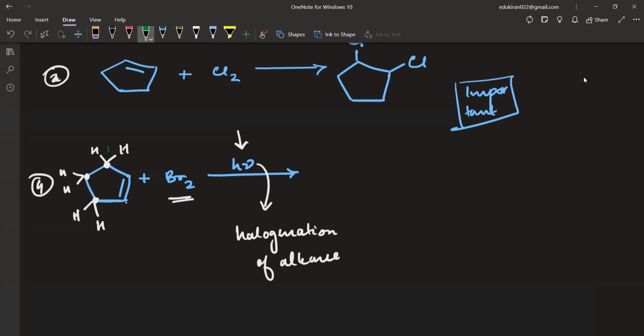So I will label this as first carbon, this is second carbon, and this is third carbon. But you may see that the first carbon and the third carbon are the same. Yes or no? Look at the linking. Because they're close to the double bond, their environment is completely same.